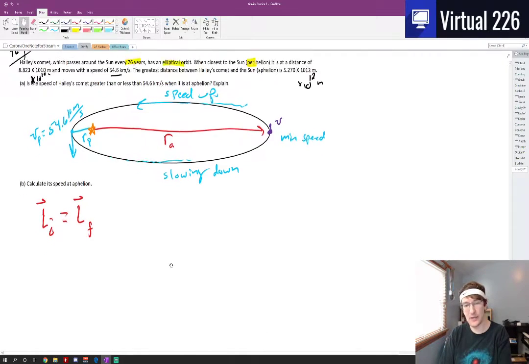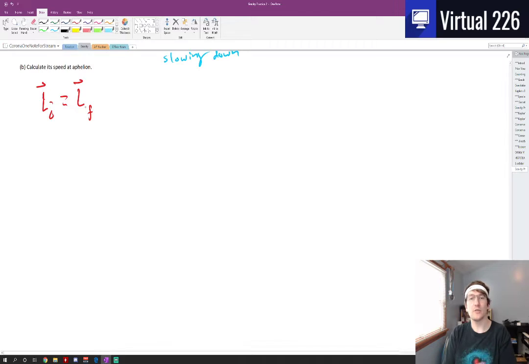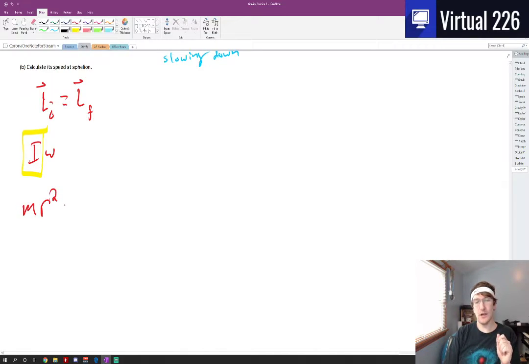And I showed this in one of our videos, but for a point mass, which is what we consider planets, comets, moons, suns, we can say that the angular momentum, which is I omega, a point mass means that the moment of inertia is just mr squared. So we get mr squared, and this omega here, if you recall, we can rewrite as a velocity over a radius.